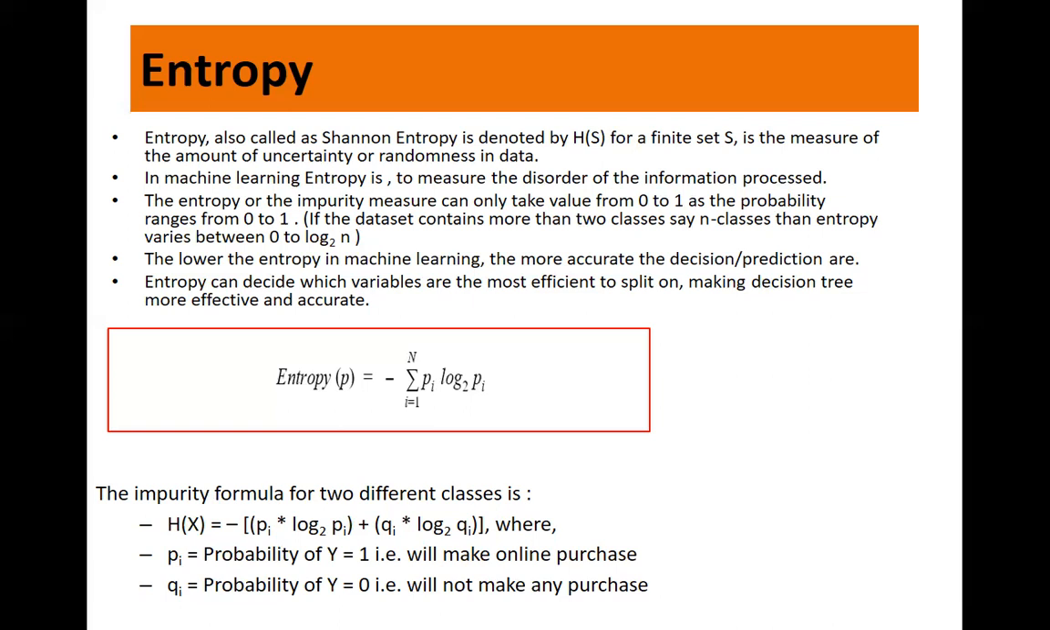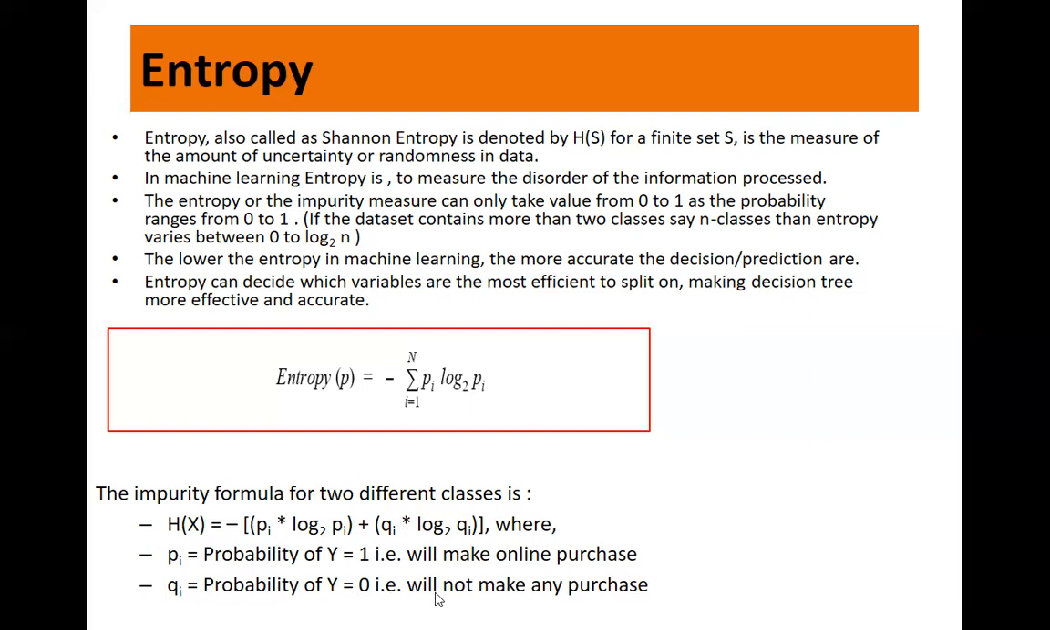Okay. You can see the formula here. Right? Entropy of P is the sum from i equals 1 to n of Pi into log of Pi to the base 2. Now, this is a general entropy formula, but if you want to calculate the impurity or entropy for data having two different classes, then H of X is equal to minus Pi into log of Pi to the base 2 plus Qi into log of Qi to the base 2, where Pi is the probability of Y equal to 1, right? And Qi is the probability of Y equal to 0.